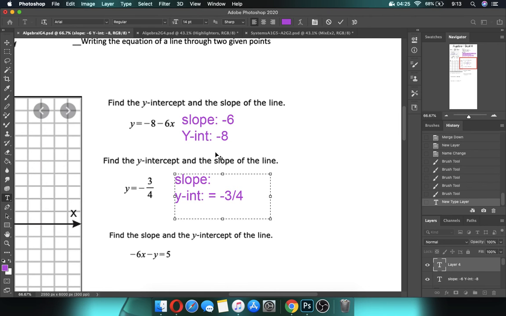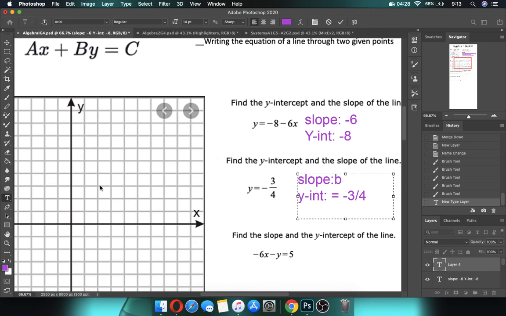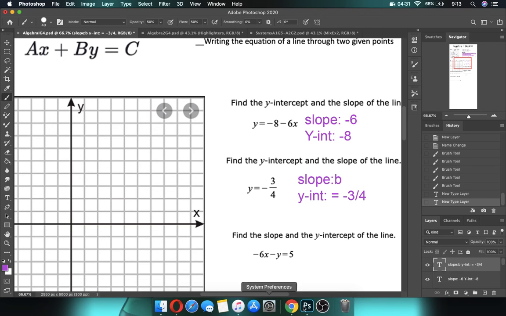If we think about this, we're going to pretend for a hot second that your y-intercept is at -3/4, that's about there. It is because y equals, it's every single coordinate that has y as -3/4. So you have 0, -3/4, 1, -3/4, 2, -3/4, 3, -3/4, and so on and so forth.